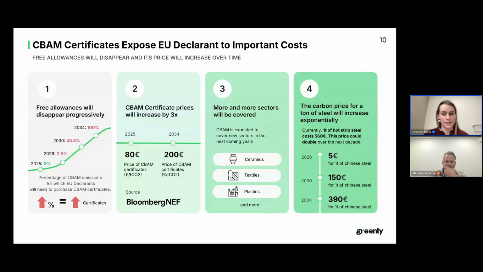CBAM certificate prices are closely linked to the EU ETS carbon price. And this price is projected to increase significantly over the next decade, the price of a ton of carbon. For industries like steel, for example, it can result in a multiplication by 2 of the cost of importing 1 ton of hot strip steel. So it's a bit huge.